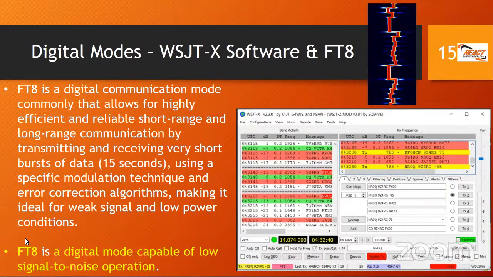So let's dissect that. FT8, that's the name of the mode. FT8, that's the mode. And it's a digital mode. What do we mean by digital mode? That means we are using software on a computer connected to our radio. And it's capable of low signal to noise operation, right? So that means the signal is tiny compared to the amount of noise. So low signal to noise operation, weak signal, FT8 is very capable. And we, of course, use one of the software suites, WSJTX.